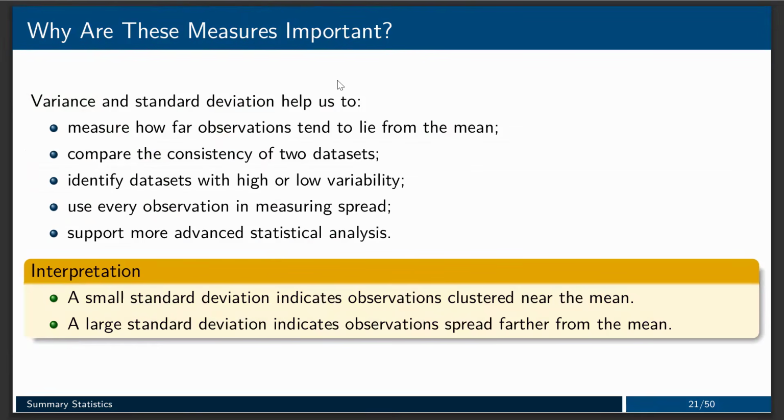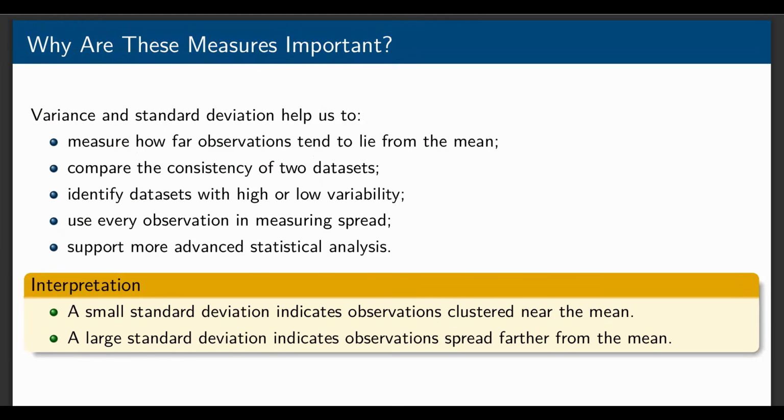Why are these measures important? The variance and the standard deviation help us to measure how far each observation tends to lie from the mean, and they help us to compare the consistency of two data sets. They identify data sets that have high or low variability. They use every observation in measuring the spread, and they support more advanced statistical analysis.